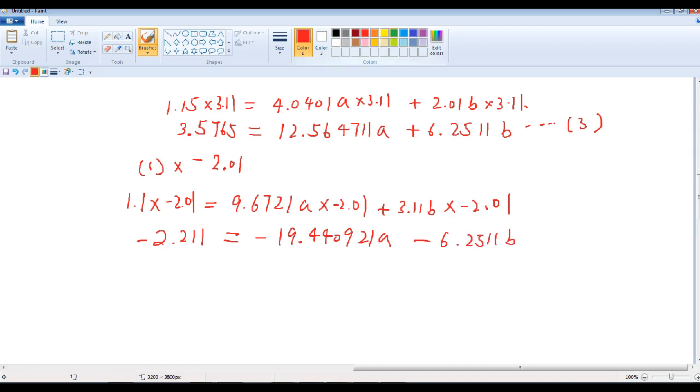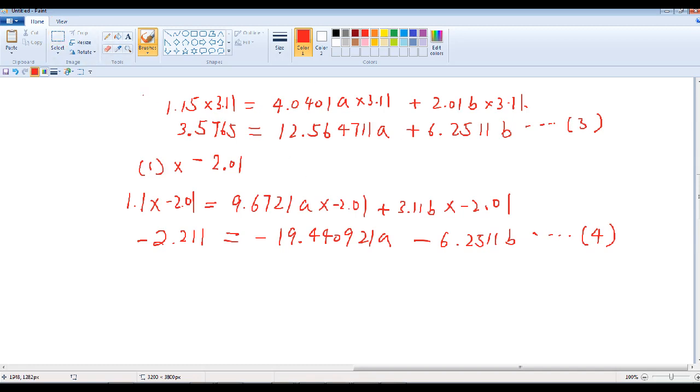At least you should see that now the term b, one is positive 2.2511, the other is minus 2.2511. That means when we add these two together, they're going to cancel out. Let's say this one is number 4. Let's try to add them together.